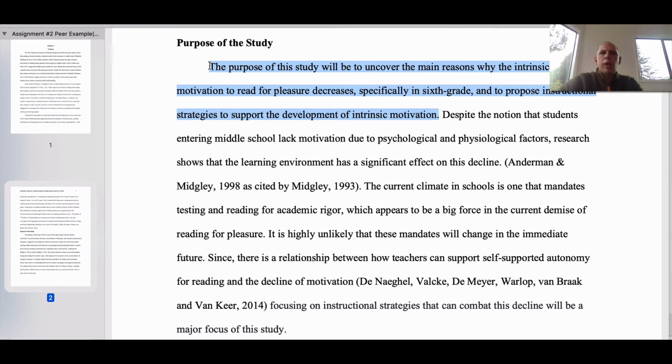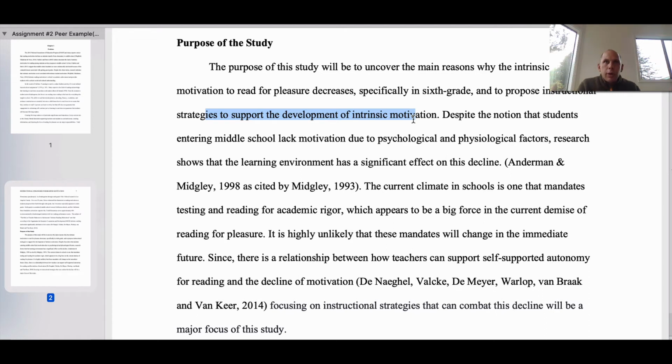A thematic outline for my literature review would start off very big with the general idea of intrinsic motivation. What is intrinsic motivation? What do we know about intrinsic motivation? Then I'd get a little more specific and talk about what we know about intrinsic motivation for reading, specifically reading for pleasure, and talk about studies that have been done on it. Then I'd get even more specific, looking at what the research says about why intrinsic motivation for reading decreases. Then I'd get more specific and see if I can find research on why it decreases in the 6th grade. And then see if I can get some research on instructional strategies to support intrinsic motivation.